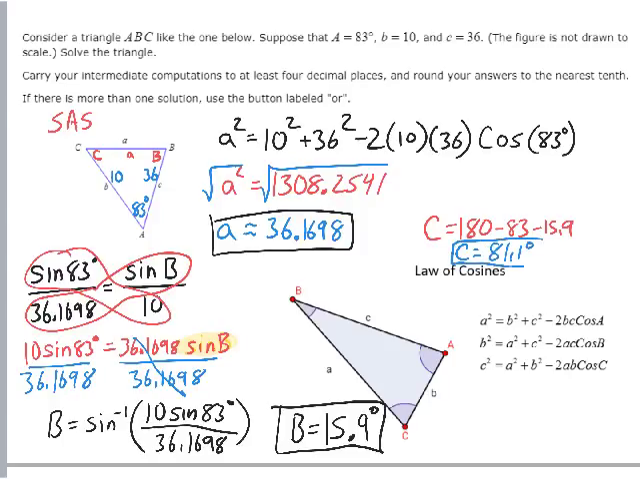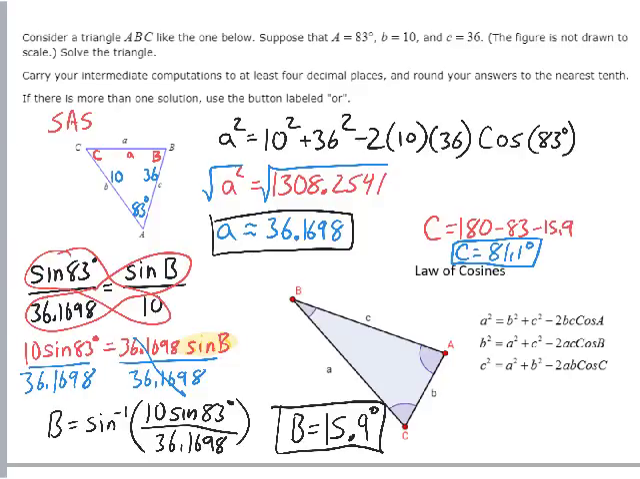We now have every single angle and every single side. Last thing, just to double check. Does our largest angle of 83 have the largest side across from it? Yeah. Does our smallest angle of 15.9 have our smallest side across from it? That means we're on the right track. Doesn't mean it's right, just means we're on the right track.